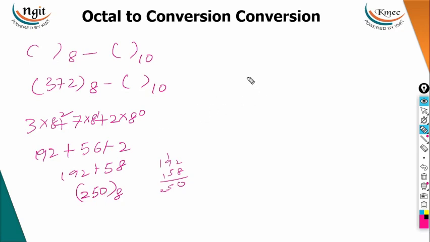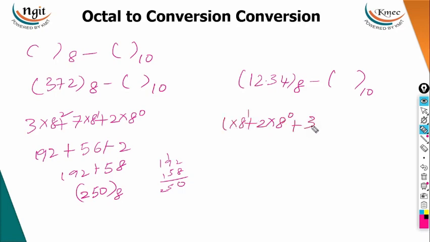Similarly, if I am having a fractional value, for example 12.34 to the base 8, I want it to be converted to decimal. So what I can do: 2 is multiplied with 8 power 0 plus 1 is multiplied with 8 power 1 plus 3 into 8 power minus 1 plus 4 into 8 power minus 2. Calculate the value, you are going to get the value in decimal. This is how the conversion goes for octal to decimal conversion.